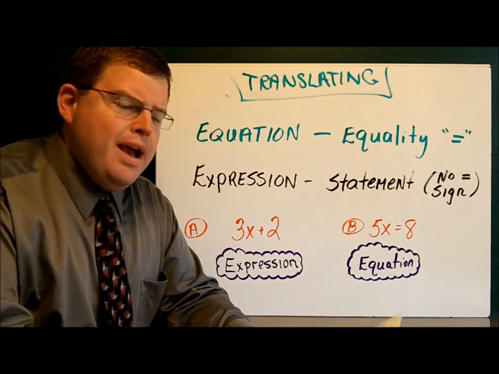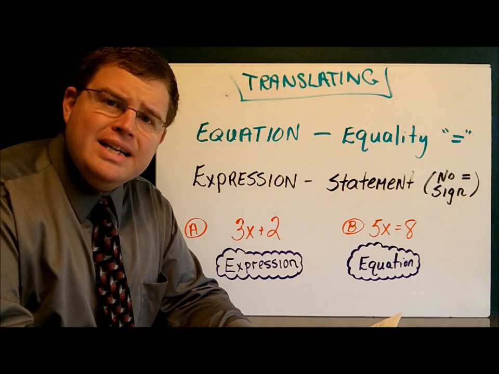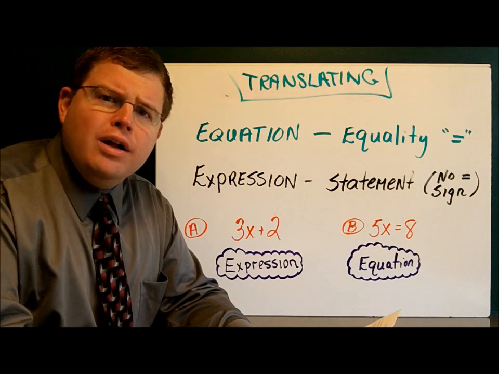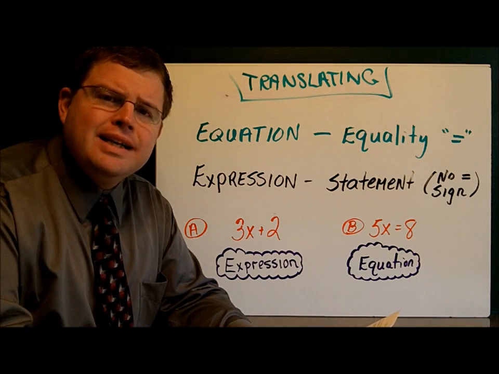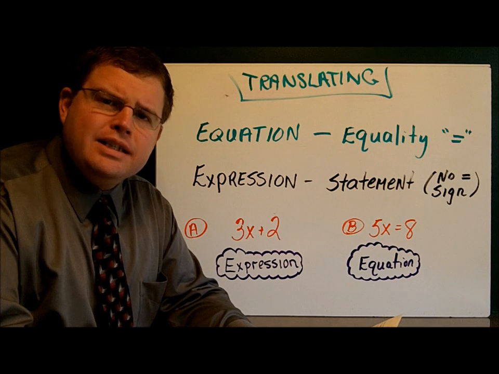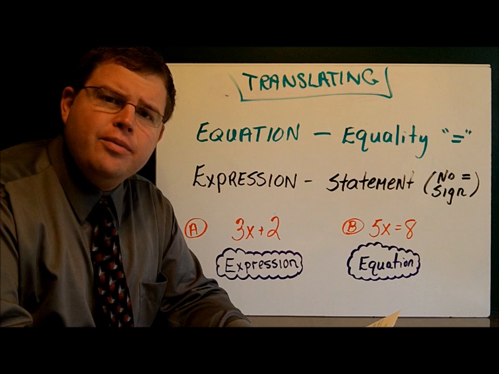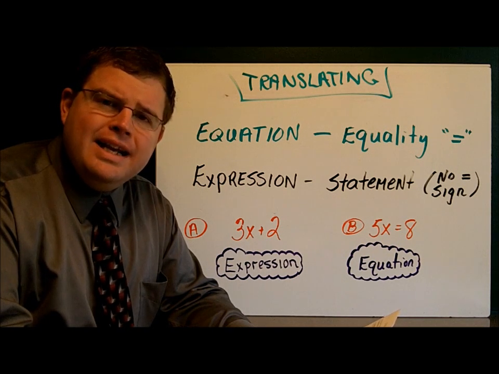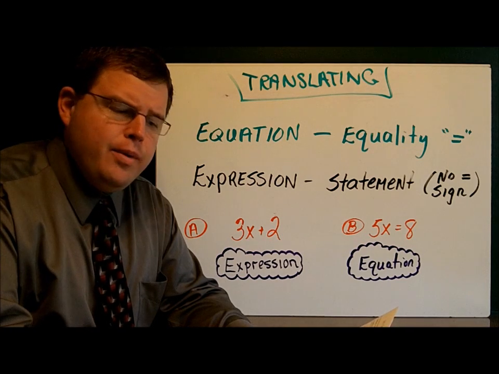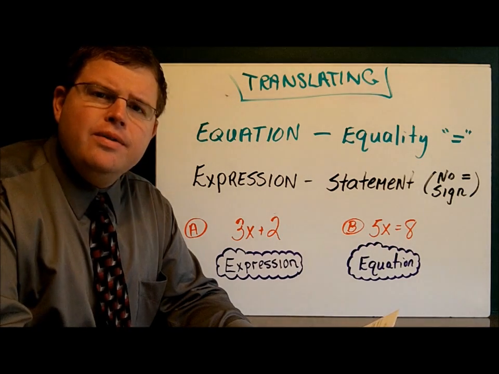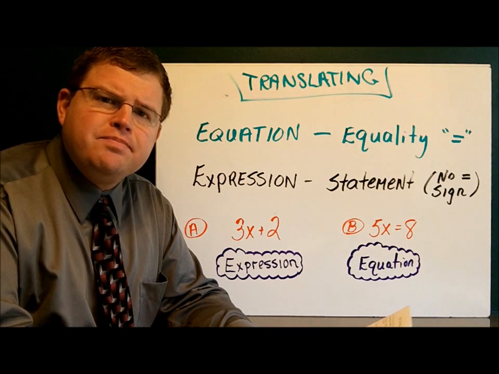On C, we have 2x minus 6 equals 4x minus 7. That has an equal sign. It's an equality, so it's an equation. D is x divided by 6. That's simply an expression. E, 7x equals 302. That's an equality. It has that equal sign, so it's an equation. Finally, F, negative 3y plus 2. That's not an equality, no equal sign, it's simply an expression.